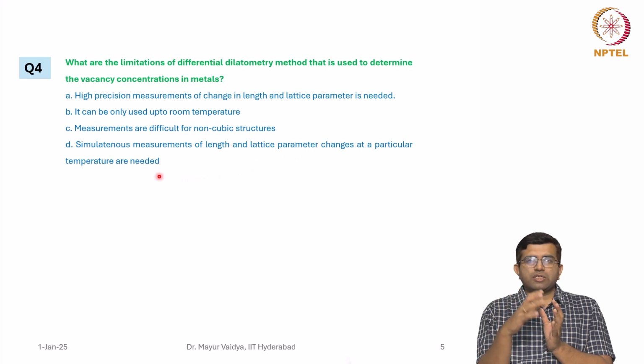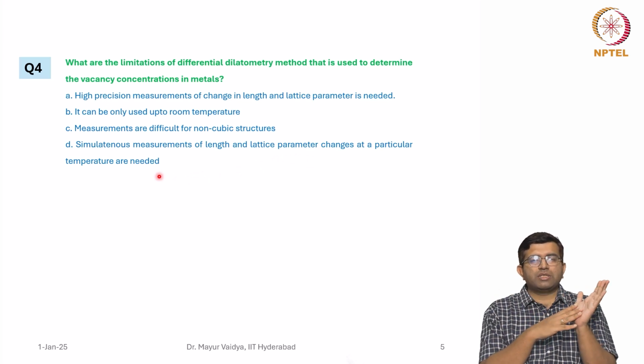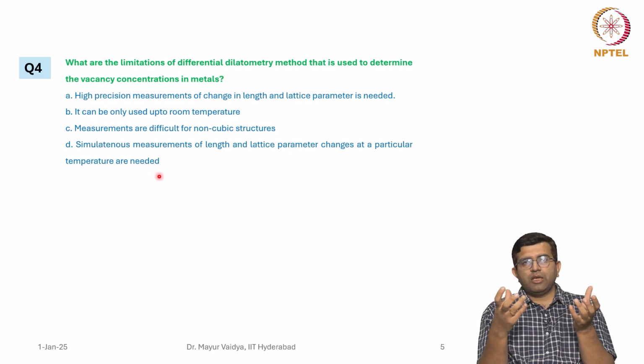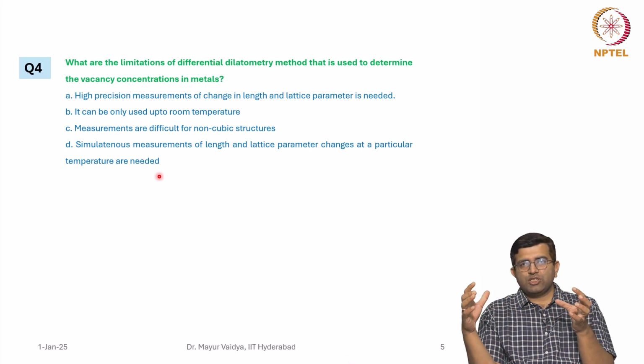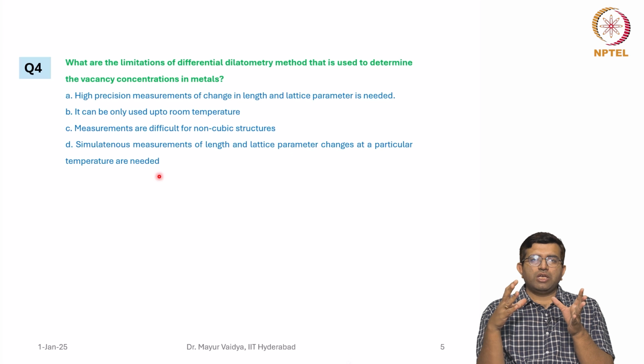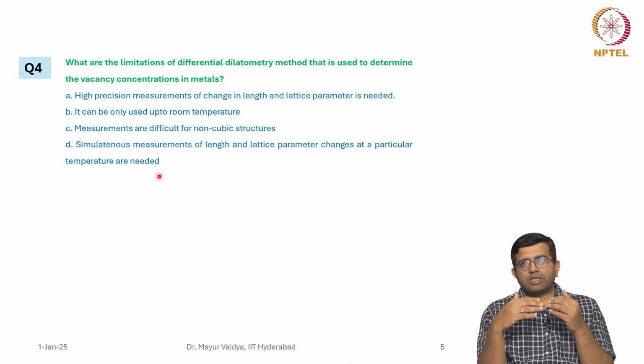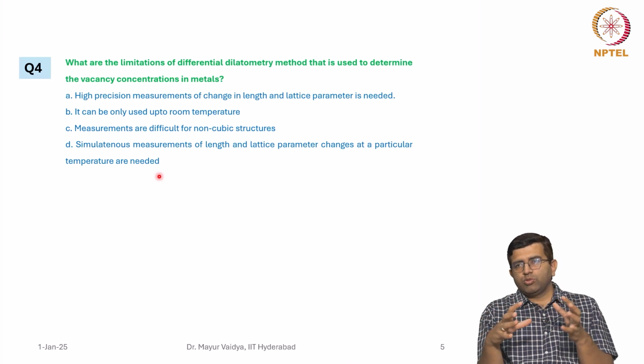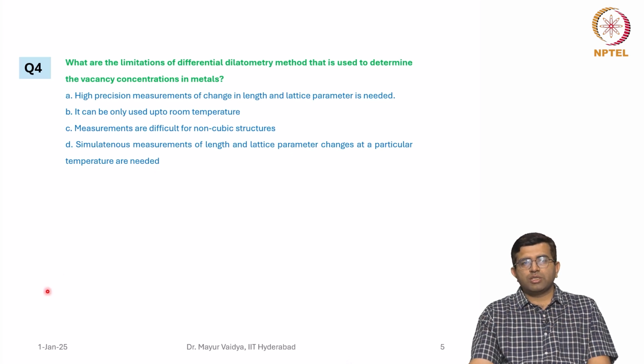This is again correct. This is a limitation because it is not always possible to measure them simultaneously. So, typically these are separate experiments, trying to maintain the same range of temperature and measure at similar temperatures, but you cannot measure these things in one experiment. So, this is a certain limitation for this method. The correct option then is A, C and D.